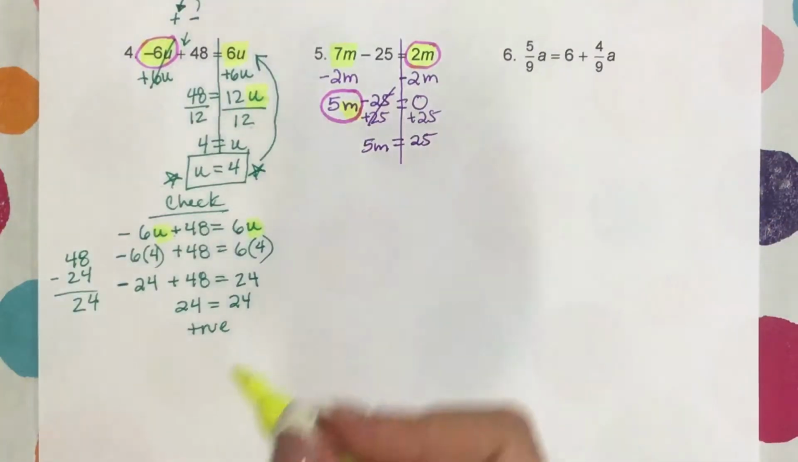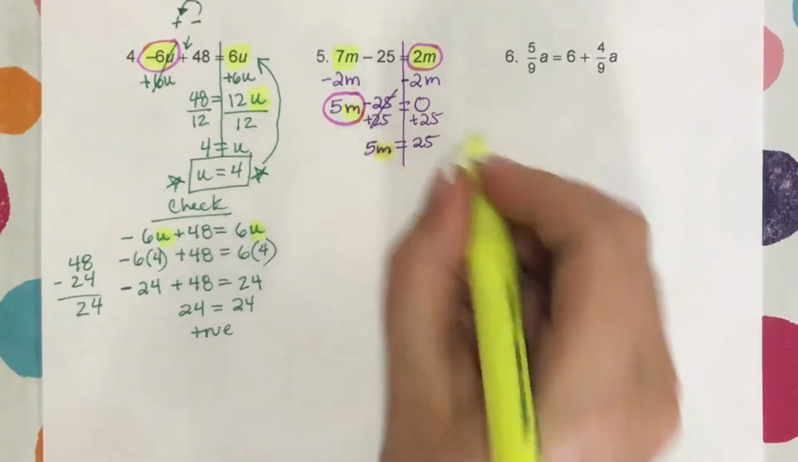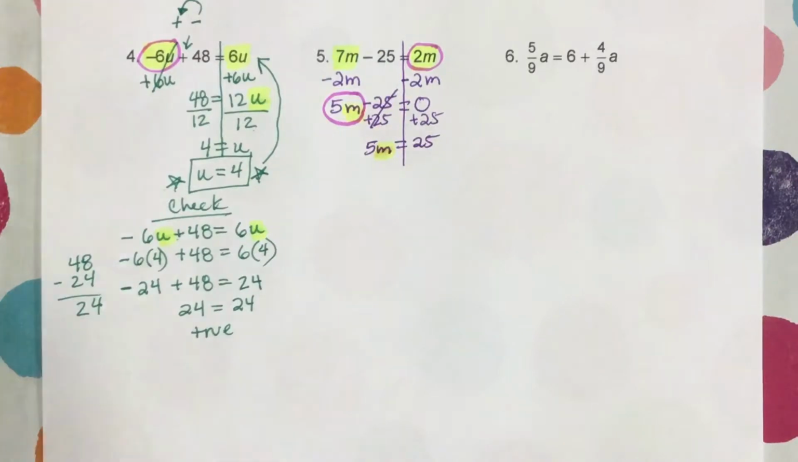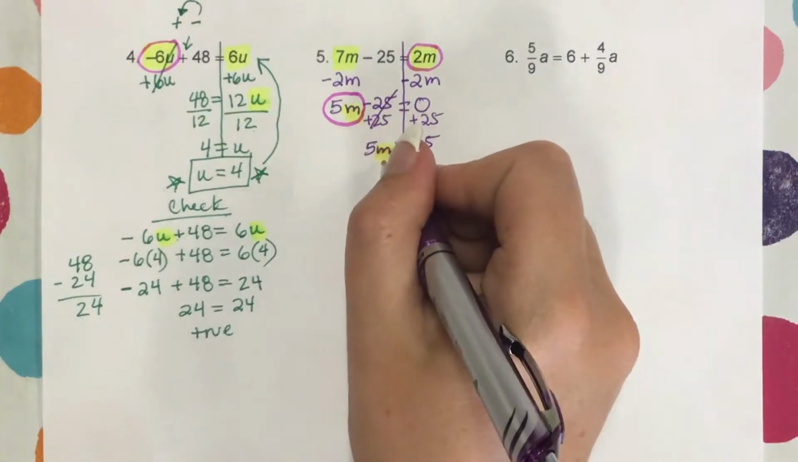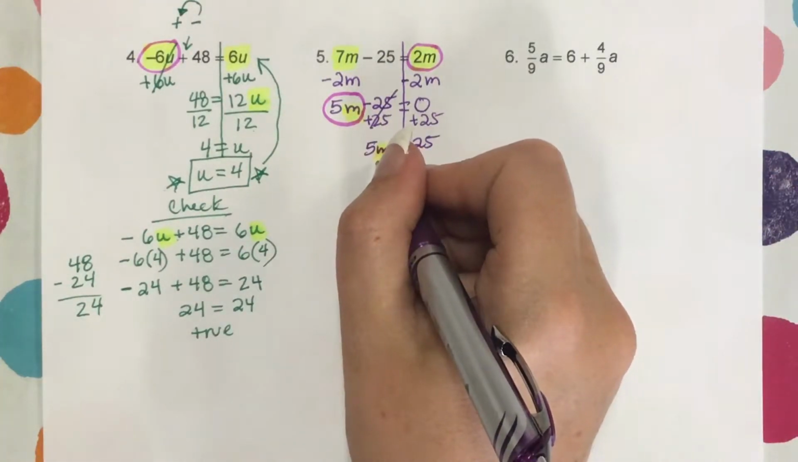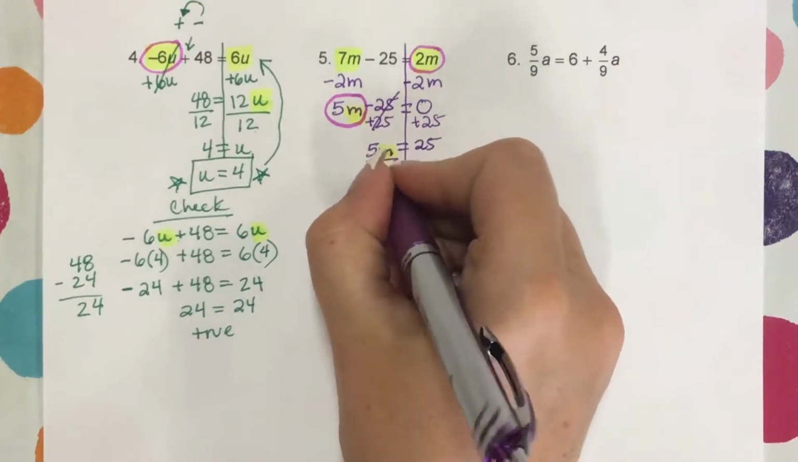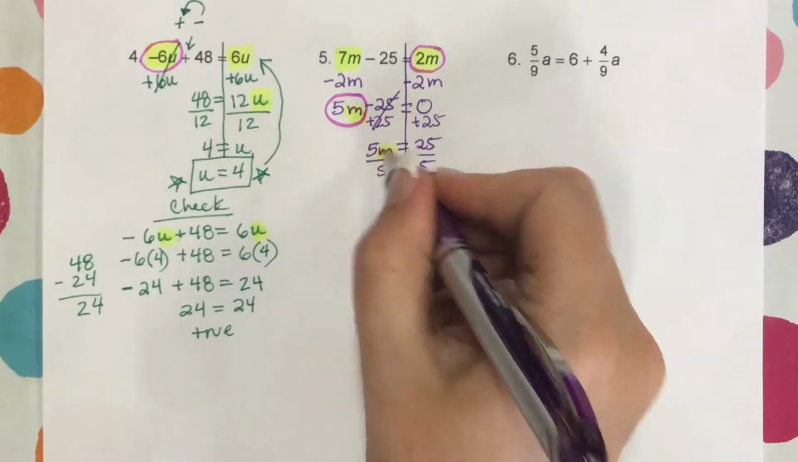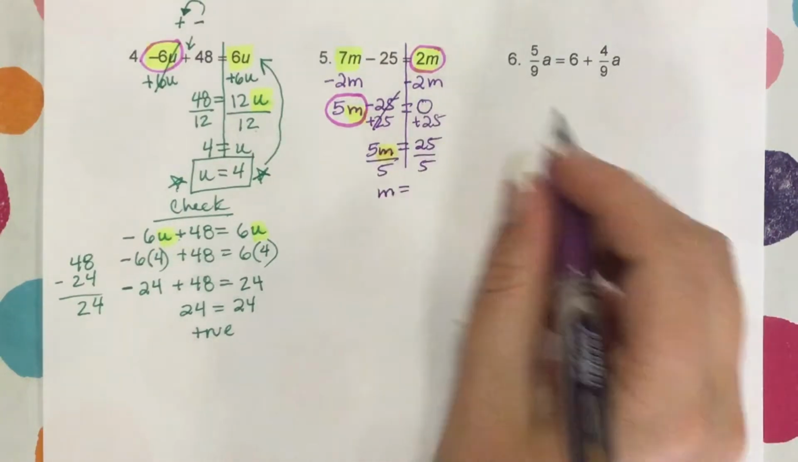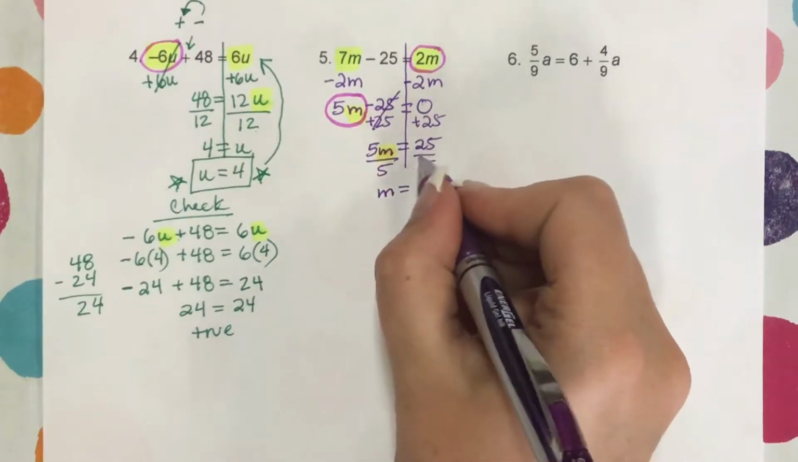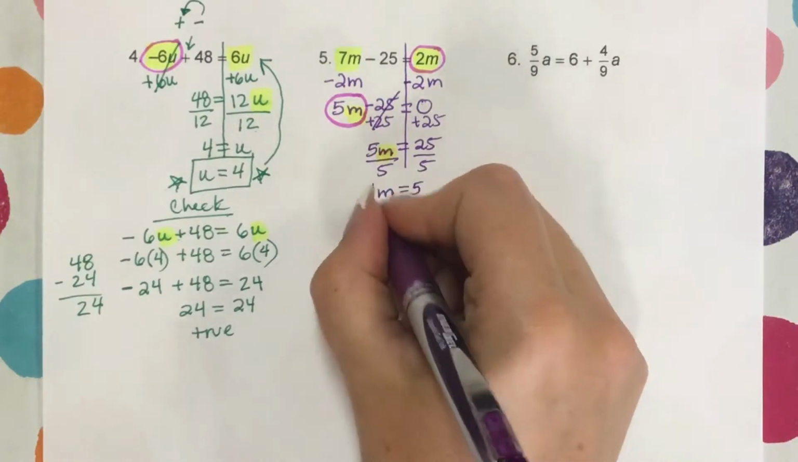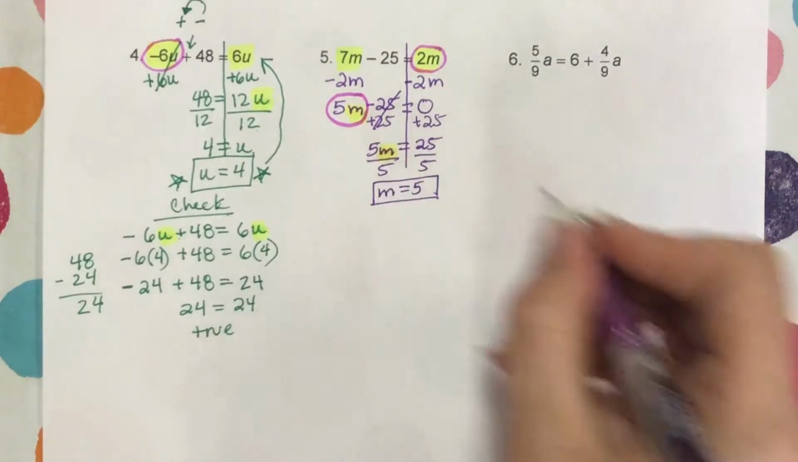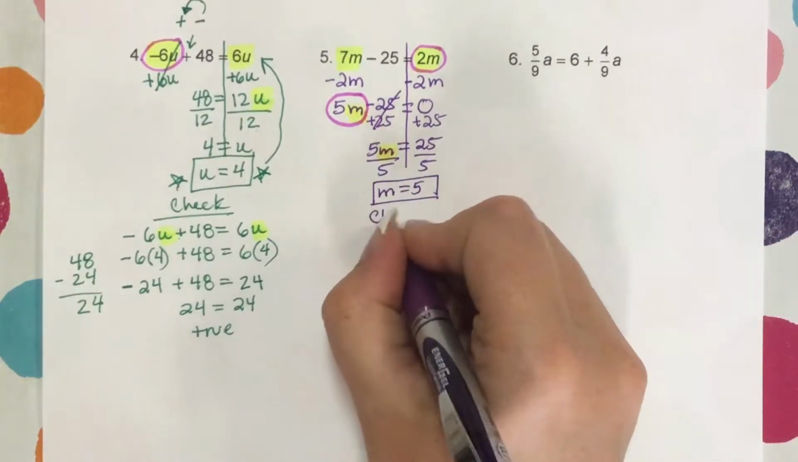Okay, I'm still trying to get m by itself. So I have 5m, which is 5 times m. So I have to do the inverse operation of multiplication, which is division. So I'm dividing both sides by 5. 5 divided by 5 is 1. 1 times m is m. And that leaves me with m equals 25 divided by 5, which is 5. So I have m equals 5. That's my solution, but I'm not done because I have to check it.